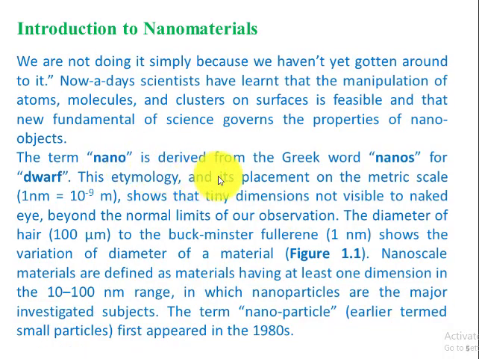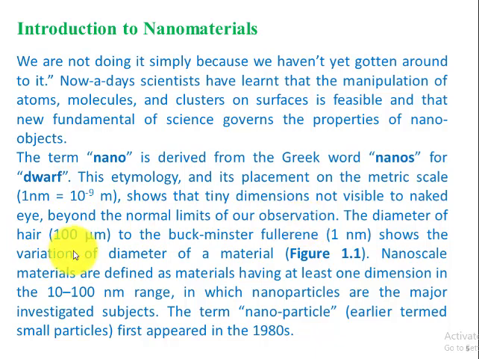The term nano is derived from the Greek word nanos, which means dwarf. In daily life we use this word for people who are shorter in height. This etymology and its placement on the metric scale, where 1 nanometer is equal to 10 raised to power minus 9 meter, shows tiny dimensions not visible to the naked eye, beyond the normal limits of our observation.